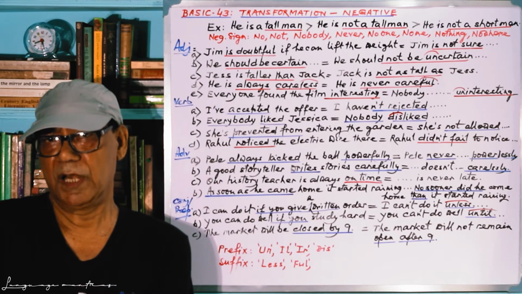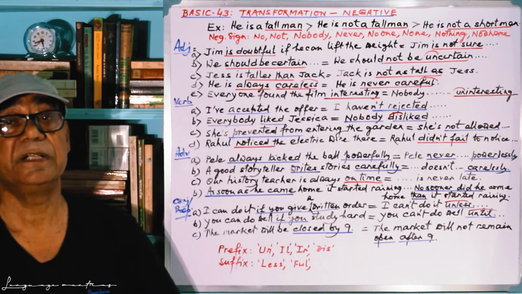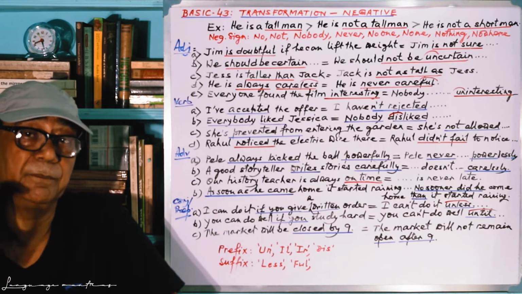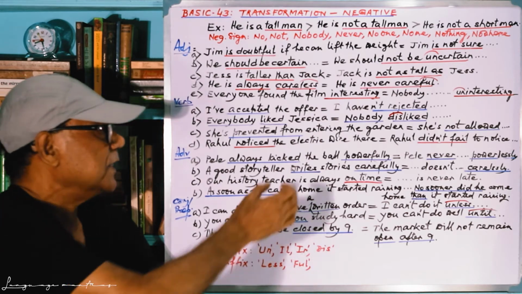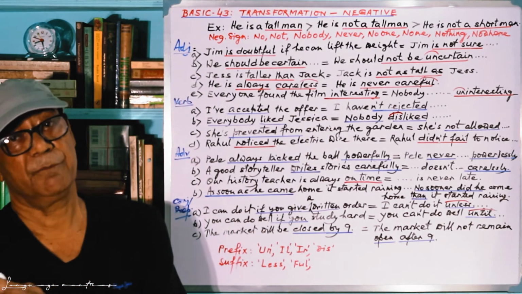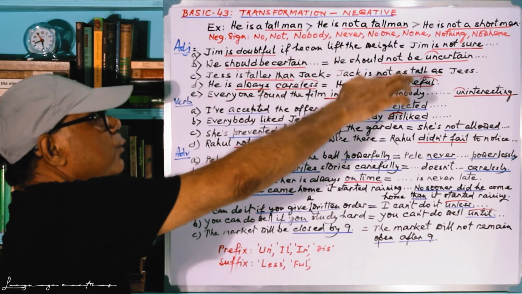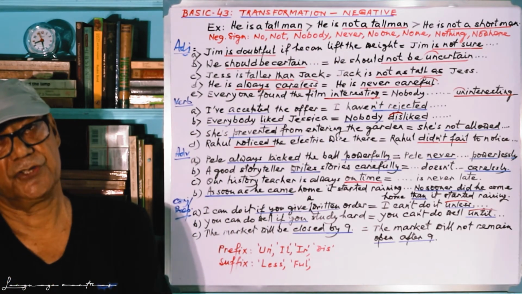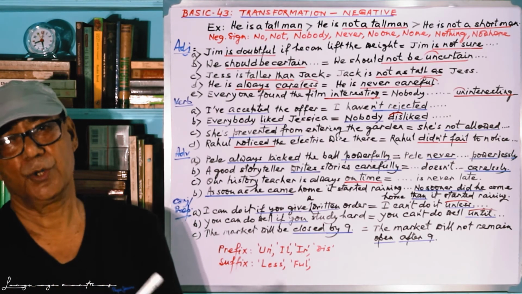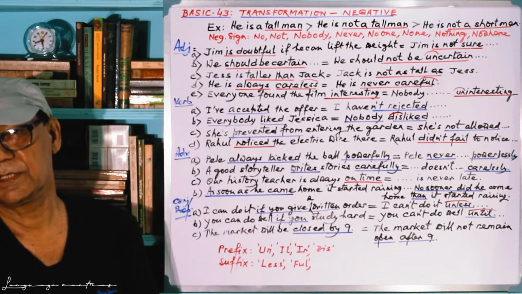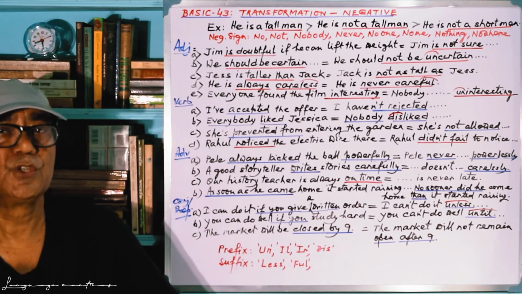Everyone found the film interesting. Well, everyone found the film interesting. This means nobody found the film dull. Nobody found the film boring. Nobody found the film uninteresting. So since interesting is the word here, we can use a prefix and we can easily make it uninteresting. So you see, adjective words can be changed. An opposite word can be supplied along with not, no, nowhere, never, etc. And it can be transformed into a negative sentence so easily.